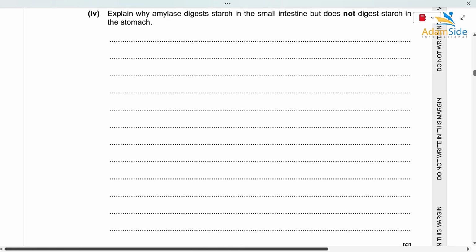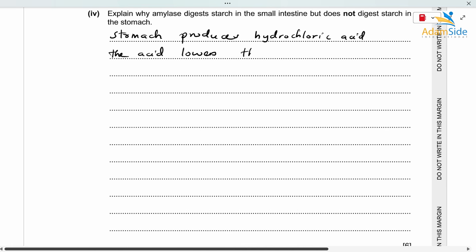So we will say that the stomach produces hydrochloric acid, all right? Amylase does not act in hydrochloric acid, so that's one reason it cannot work over there. But also we know that the acid lowers the stomach pH. Okay, the acid lowers the stomach pH, all right?